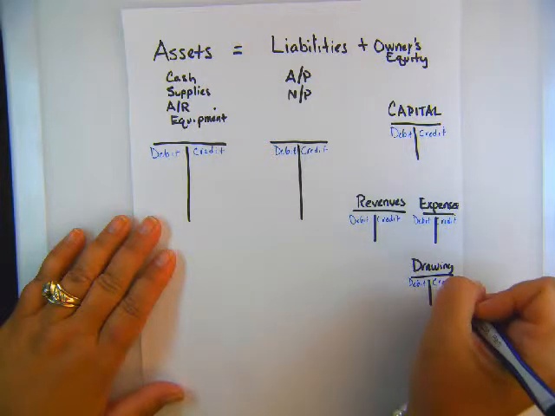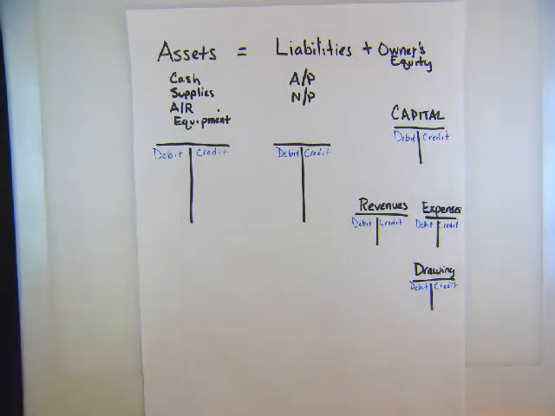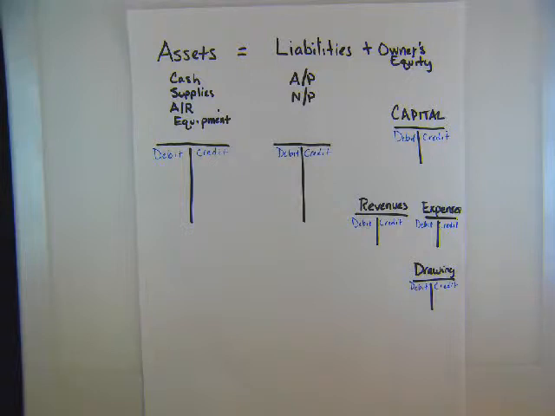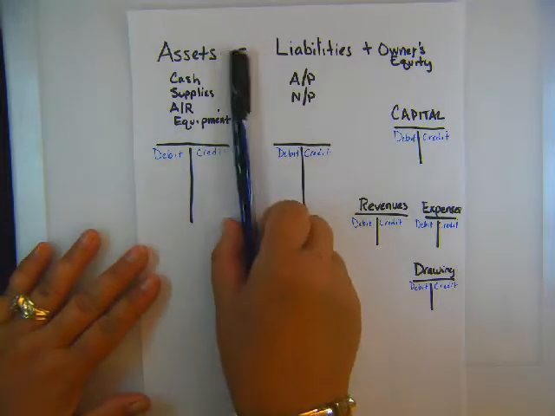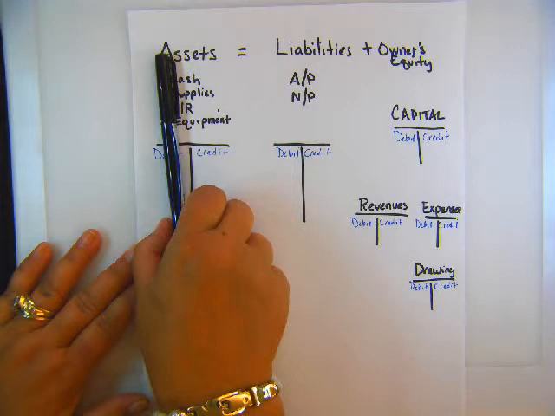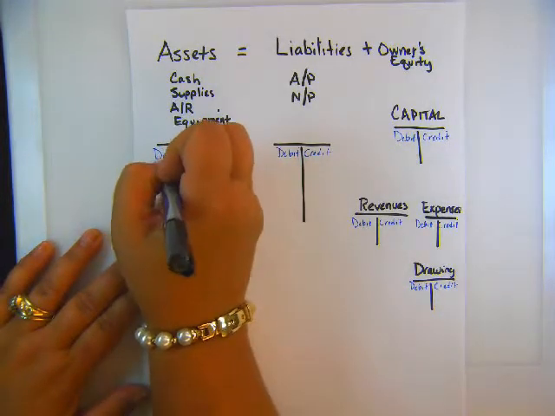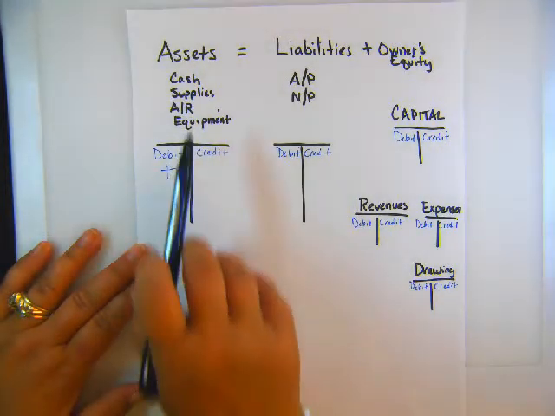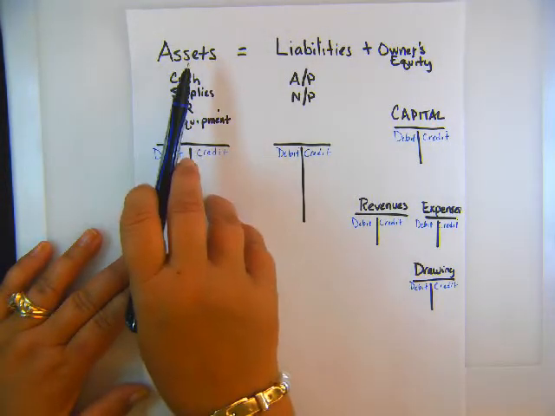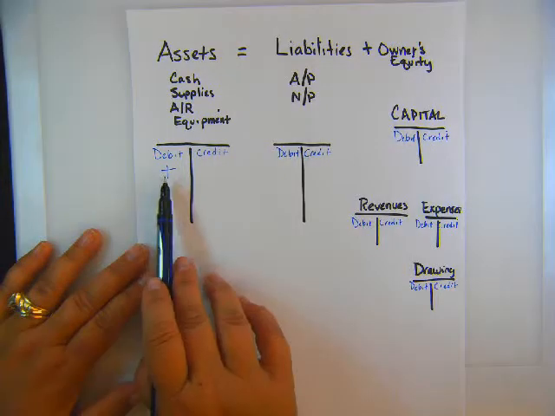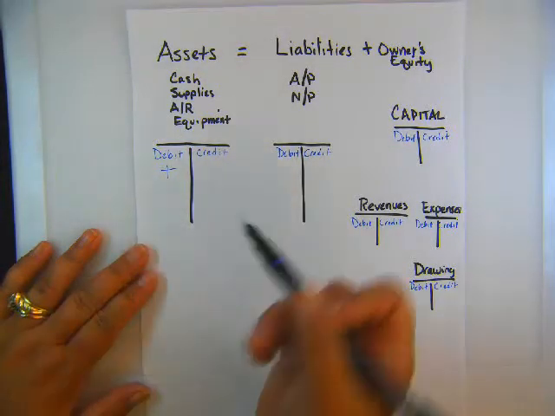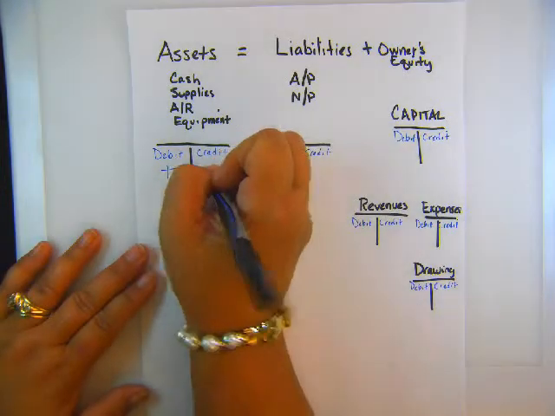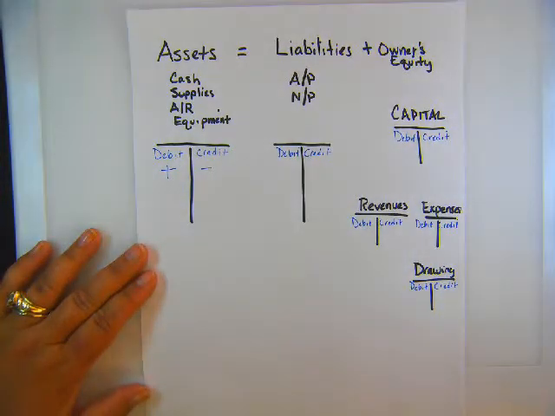So once we have that down, the next thing we have to know is which side is the increase side for the account and which side is the decrease side for the account. So assets are on the left-hand side of the equation, as we said earlier. So the increase side is always the same side as whatever side that account is on the accounting equation. So a debit will increase assets. Therefore, a credit decreases assets.